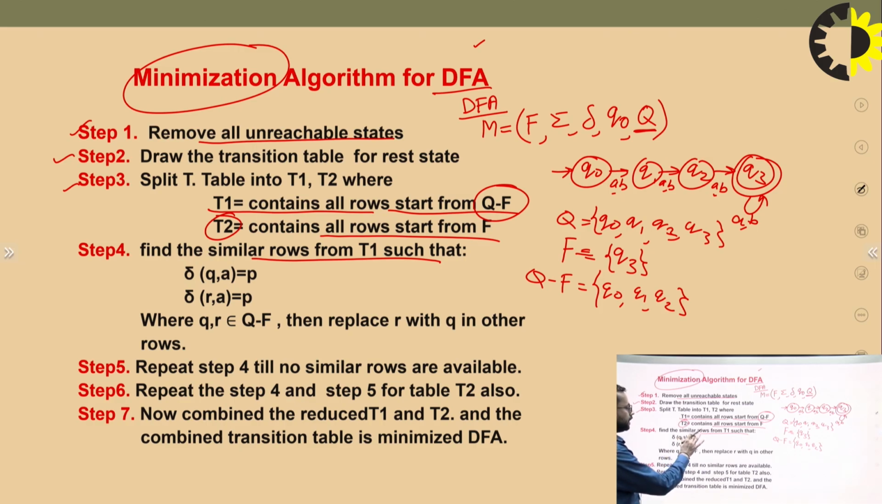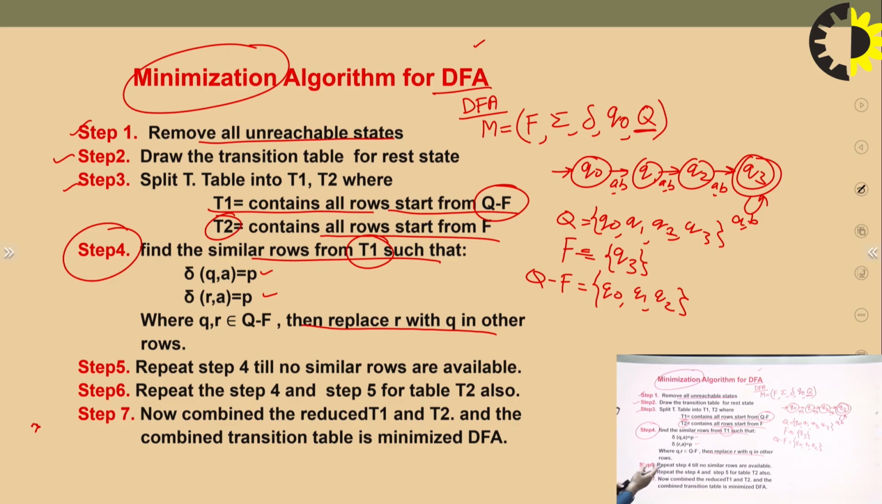When we generate the transition table in the T1 table, we find all the states. We check whether in any case the transition function contains the same value in the rows. So what will we do? We replace R with Q in other rows. That means we replace all the rows that are common in nature with the earlier states. Repeat step number 4 until there are no common rows available.